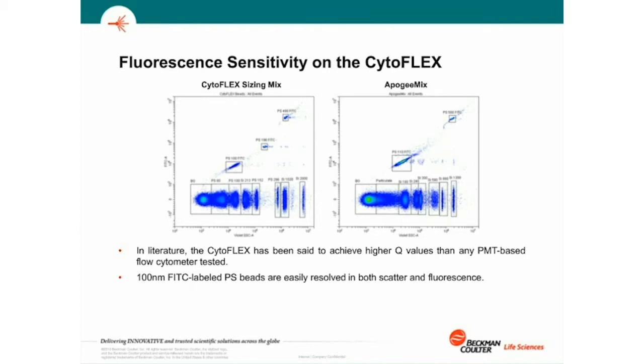100 nanometer FITC-labeled polystyrene particles are demonstrated in these two figures at the top, and they can be seen to be easily resolved in both scatter and fluorescence. And a variety of flow cytometers cannot even detect these particles.